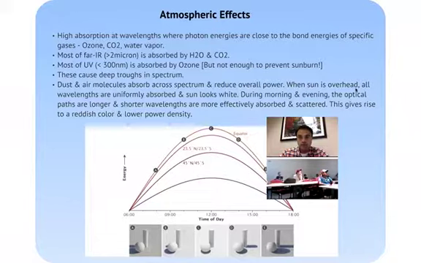We've seen this, all of us have experienced this. When the sun is overhead, all the wavelengths are uniformly absorbed and the sun looks white, right? But during the morning and evening, the optical paths are longer because the light has to travel through a lot of the atmosphere. Shorter wavelengths are more effectively absorbed and scattered, which means that the bluer part of the light is lost from the sun, and the remaining part of the light is more enhanced, which looks reddish. So this gives it a reddish color and lower power density.